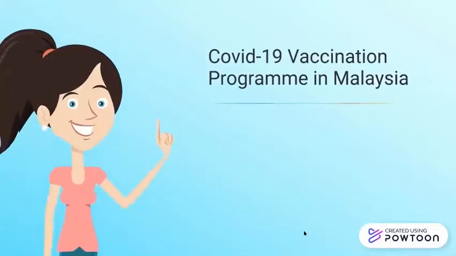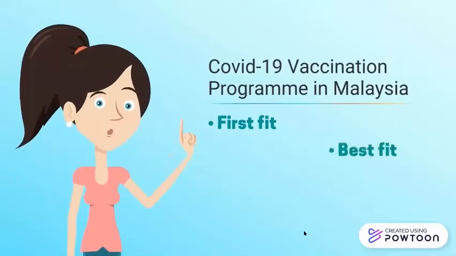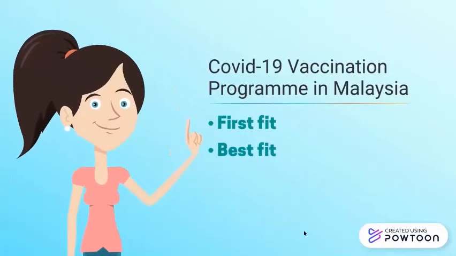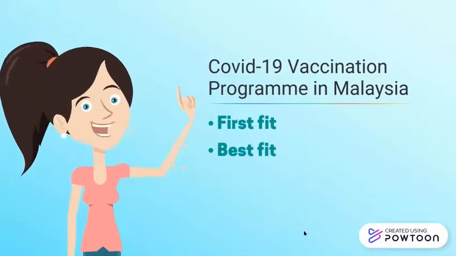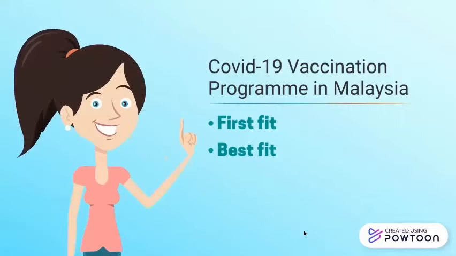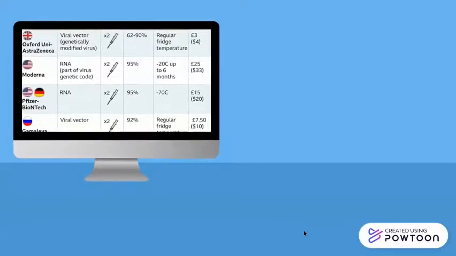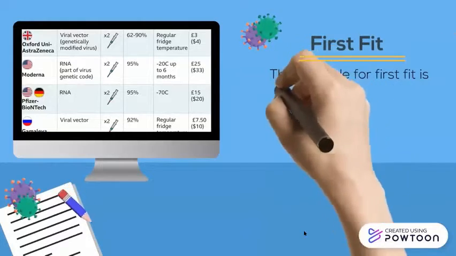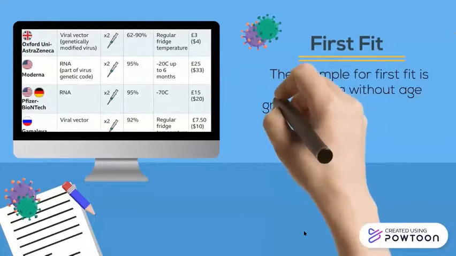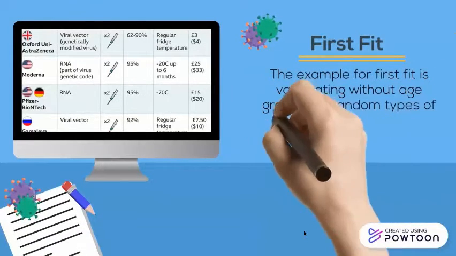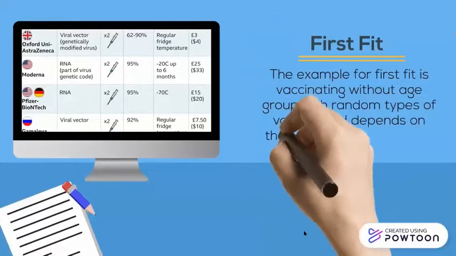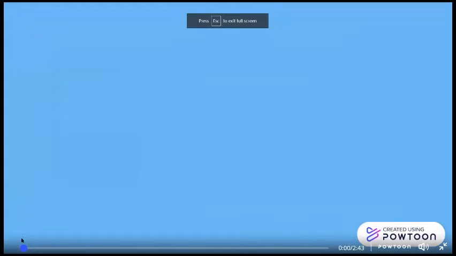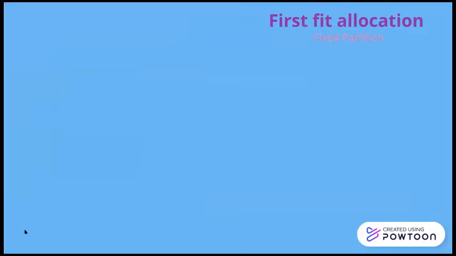So now we are going to show the use of the First Fit and Best Fit algorithms based on our real-life example, which is the COVID-19 vaccination program in Malaysia. The example for First Fit is vaccinating without age group, with random types of vaccine, and depends on the availability of vaccine in the vaccine center. Let us try with the example of First Fit allocation of fixed partition.